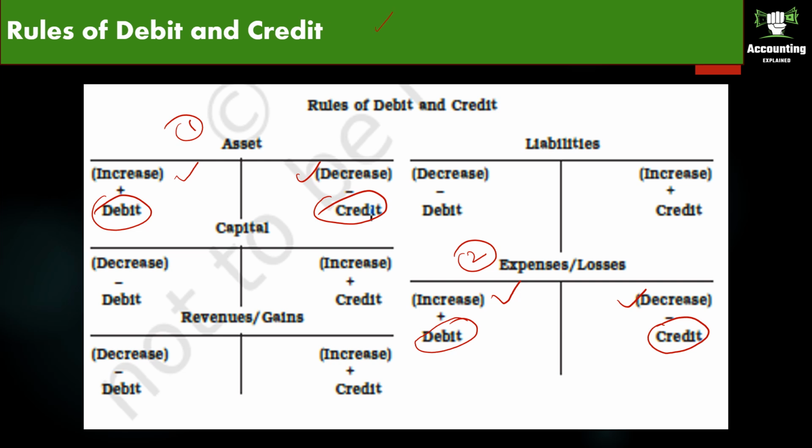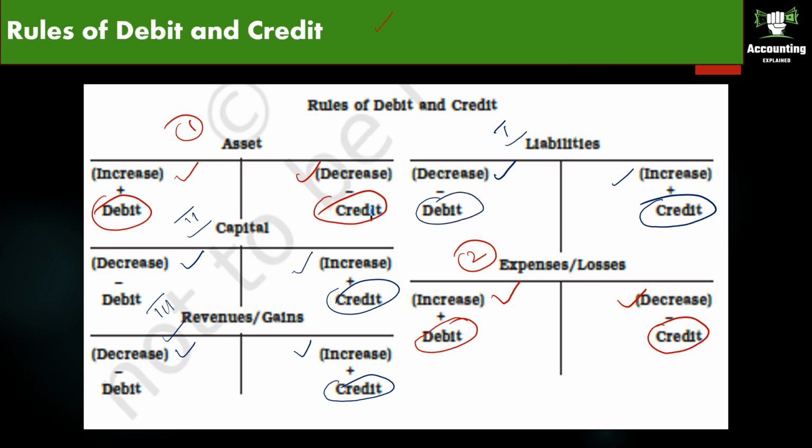Next, we are going to group liabilities, capital and revenues or gains in one group. Because when the liability value increases, when the capital value increases and the revenues or gains increase, we are going to credit that liability, credit the capital account and credit the revenues or gains account. Similarly, when the liability decreases, when the capital decreases or when the revenues or gains decrease, we are going to debit that liability, debit the capital account and debit the revenues or gains account.